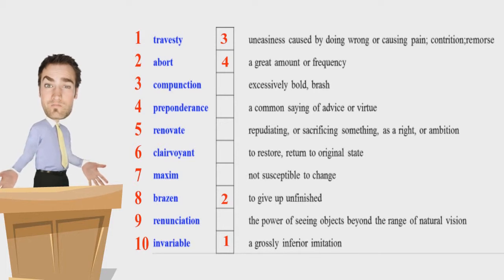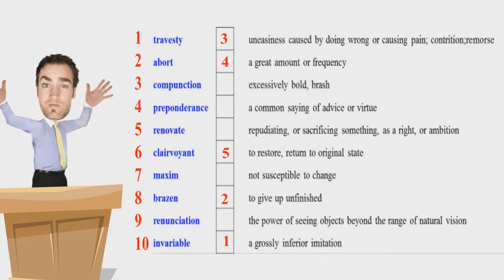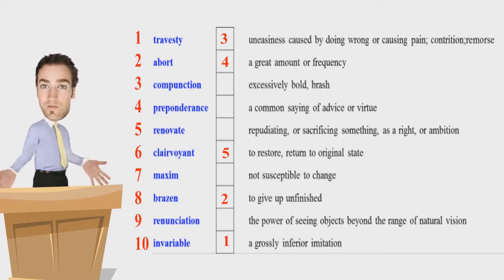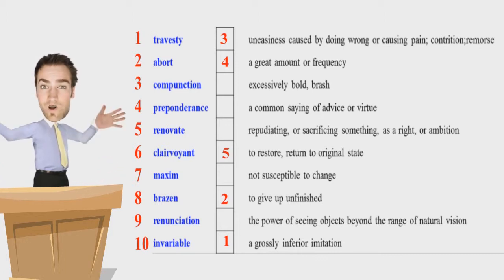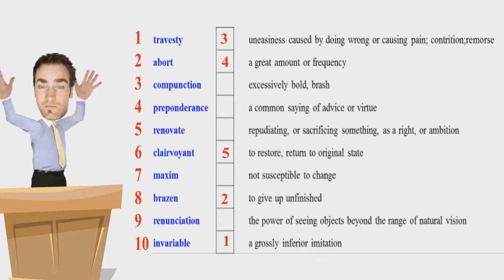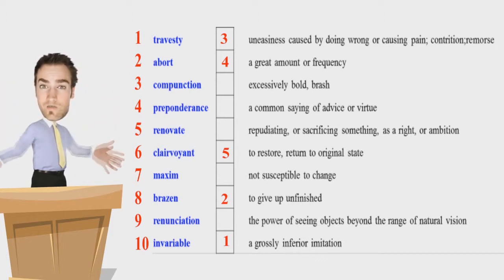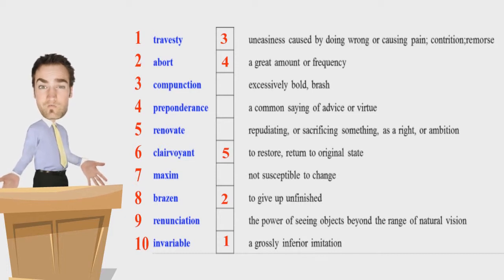Of course, renovate should be paired up to one of the words towards the middle of the definitions on the right. It's to restore, return to the original state. Our 6th word is one of my favorites, clairvoyant. And a clairvoyant is somebody or something that pretends to have a power of seeing objects or actions beyond the range of nature. It's almost a mystical type of ability.